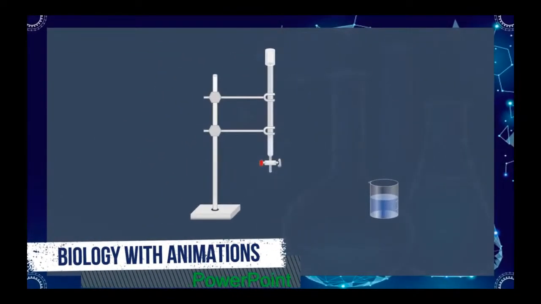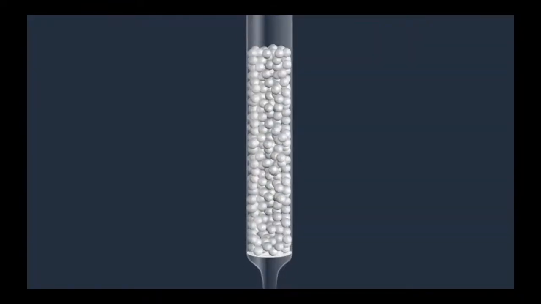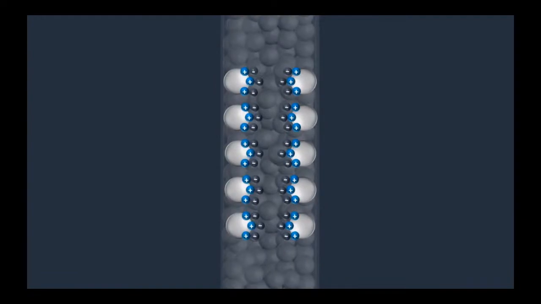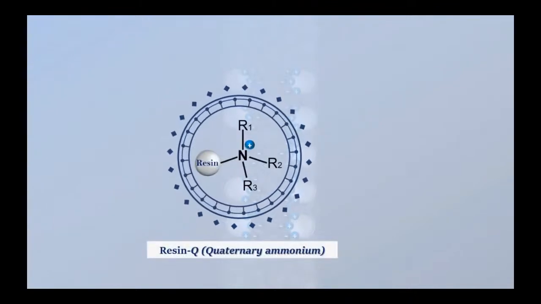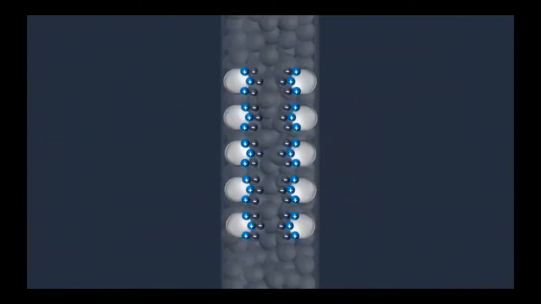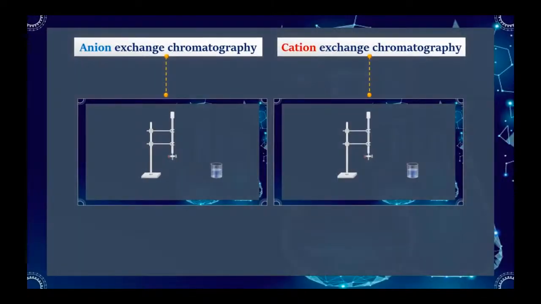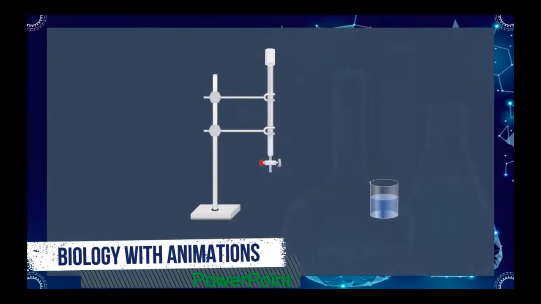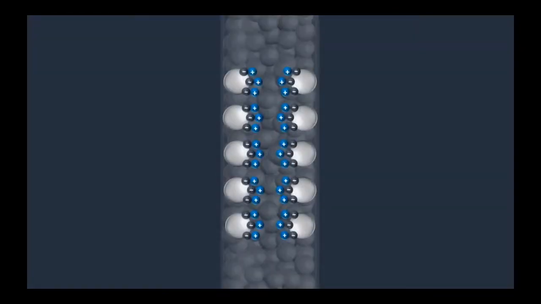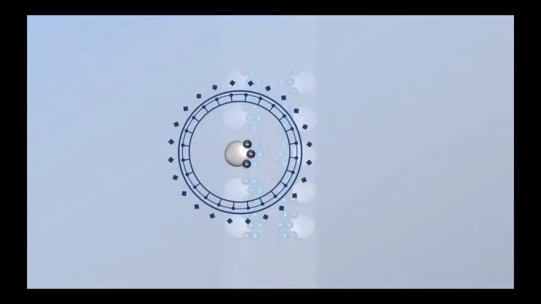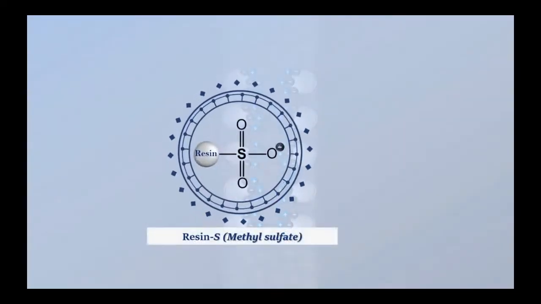Anion exchange chromatography: negatively charged molecules are attracted to a positively charged solid support, which is usually beads that provide a positively charged surface, such as resin quaternary ammonium. In cation exchange chromatography, positively charged molecules are attracted to a negatively charged solid support, which is commonly beads that provide negatively charged functional groups, such as resin methyl sulfate.